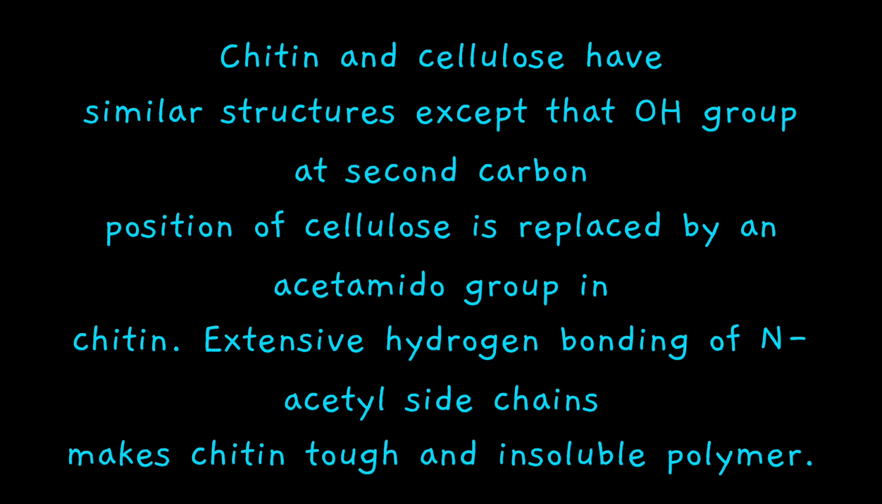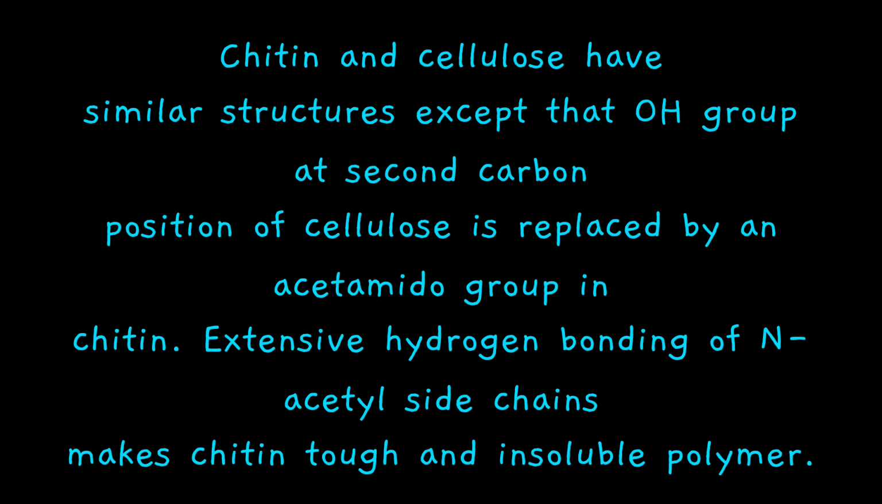Chitin and cellulose have similar structure except that the hydroxyl group at the second carbon position of cellulose is replaced by an amido group in chitin, and the extensive hydrogen bonding of the N-acetyl side chain makes chitin a tough and insoluble polymer.